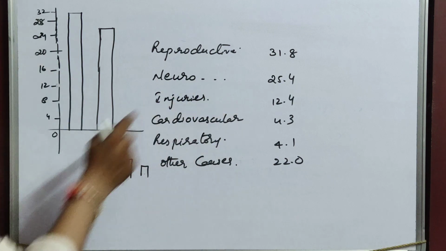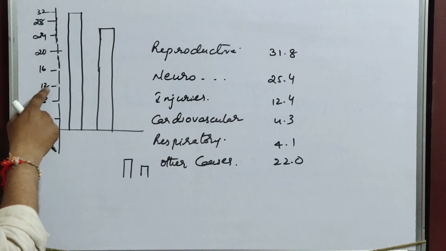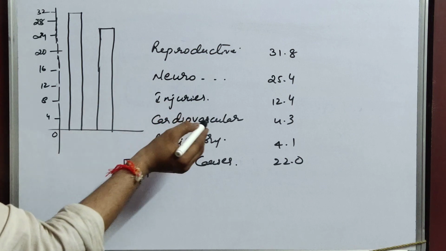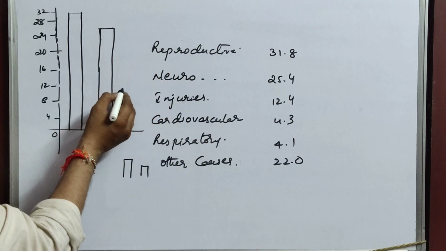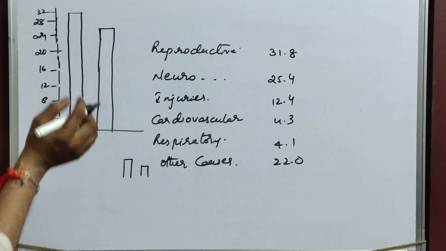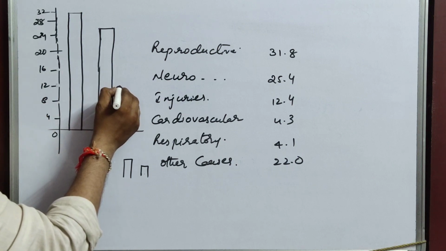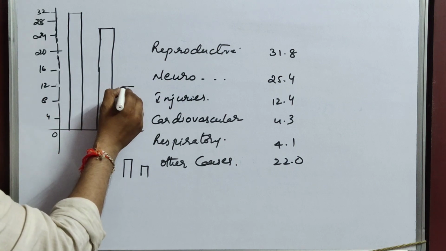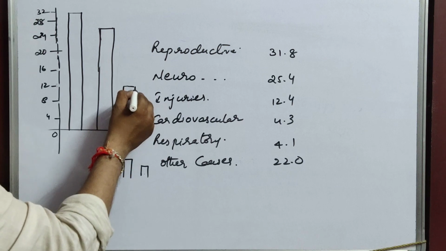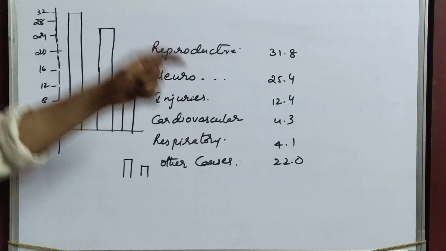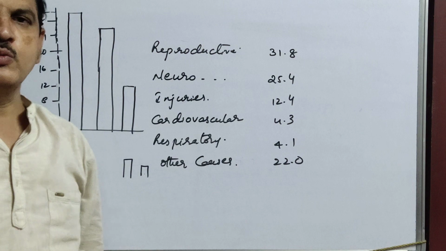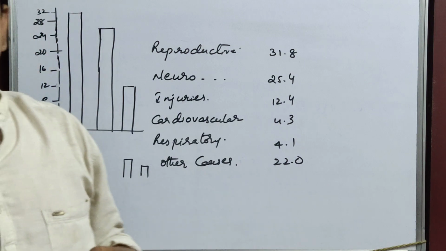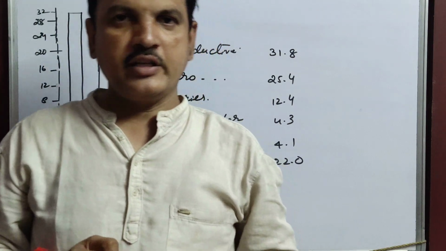Next, what is that? 12.4. So 12.4 means it is a little near 12, a little above 12. So just take 12.1, just like this. So the remaining 4.3, 4.1, 22.0, same like that you have to draw in your graph book.